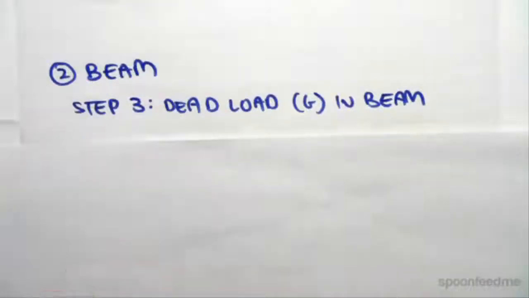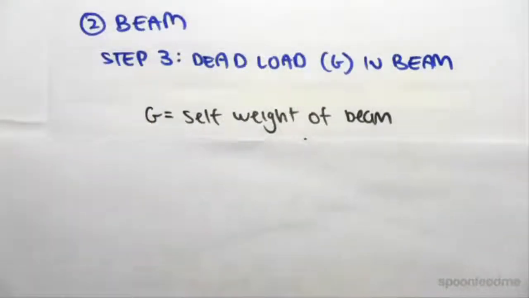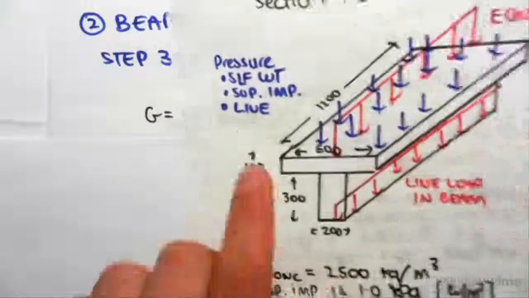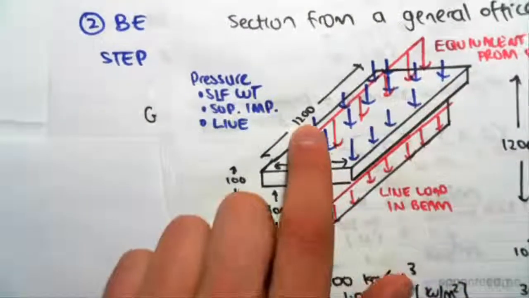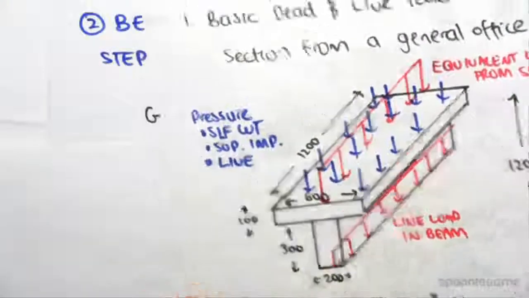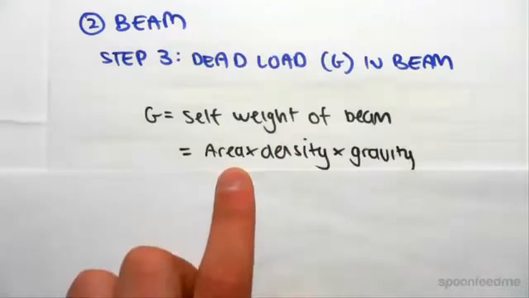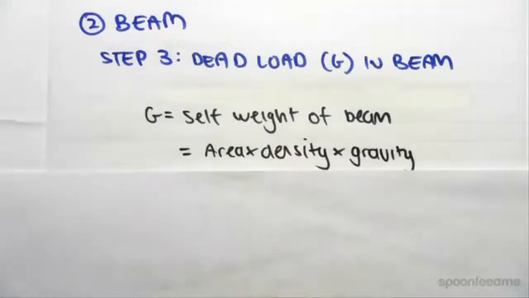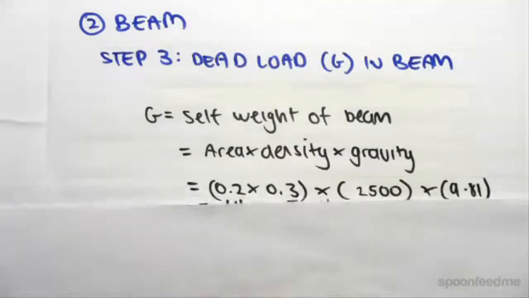Okay, so step 3 is the dead load in the beam. It's the exact same procedure. It's just the self-weight of the beam. There's no superimposed. Okay, the superimposed was, say, the carpet on the slab. We've already worked that out. That's going to be transferred into the beam. Okay, so we don't need to double up. Now, just like before, it's area times density times gravity. Okay, and obviously the same procedure.